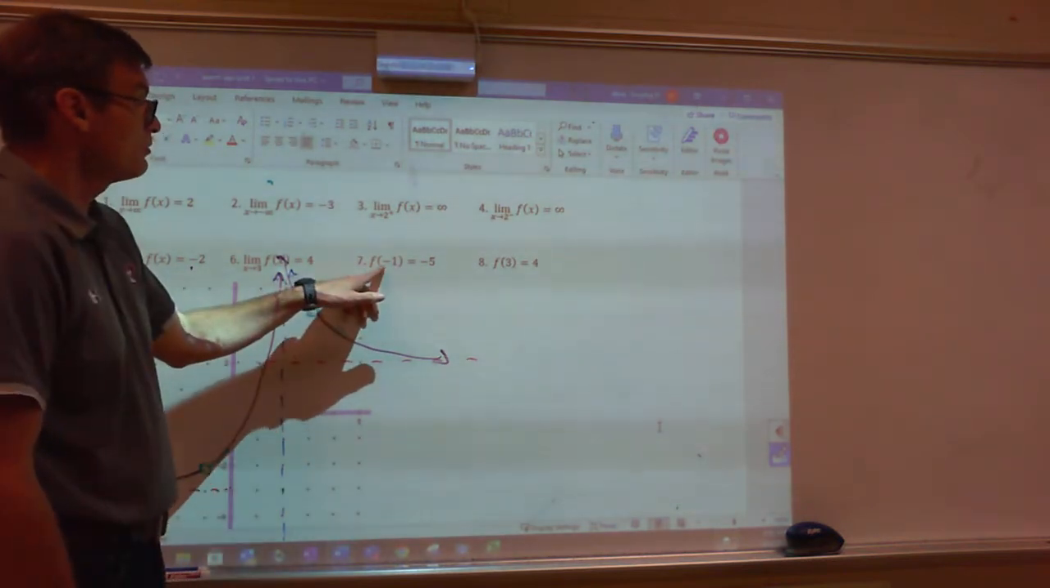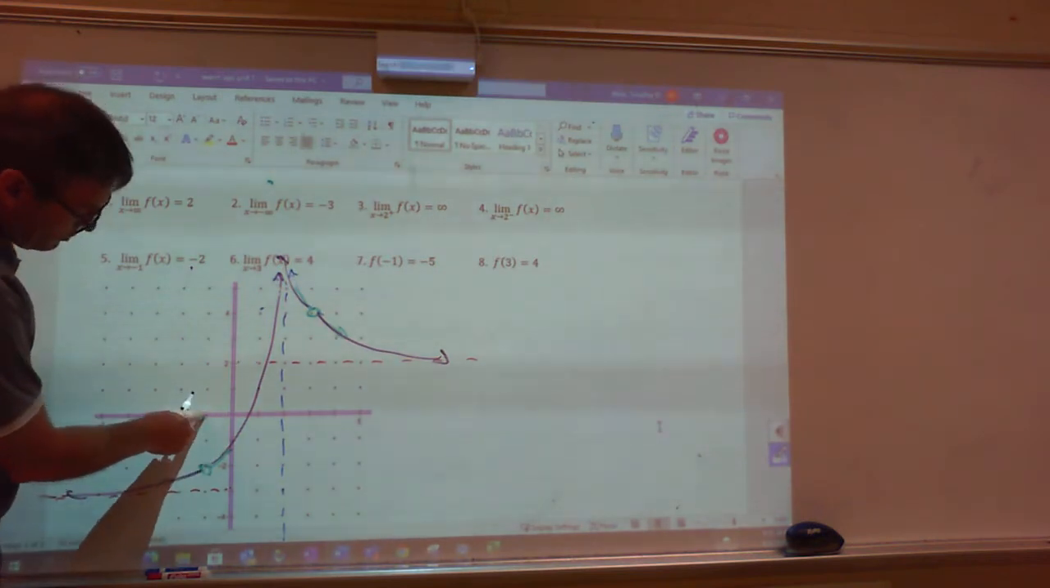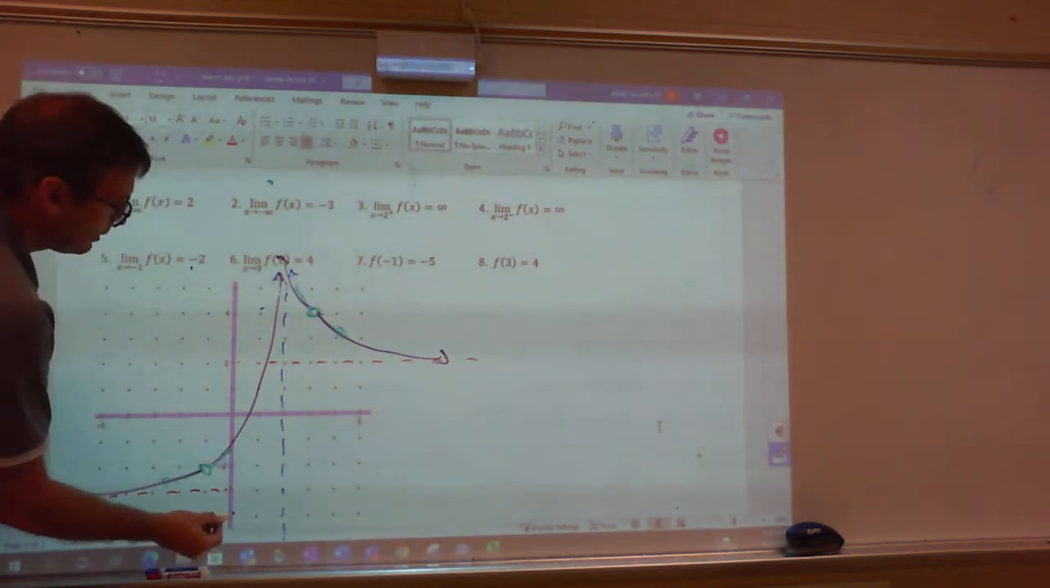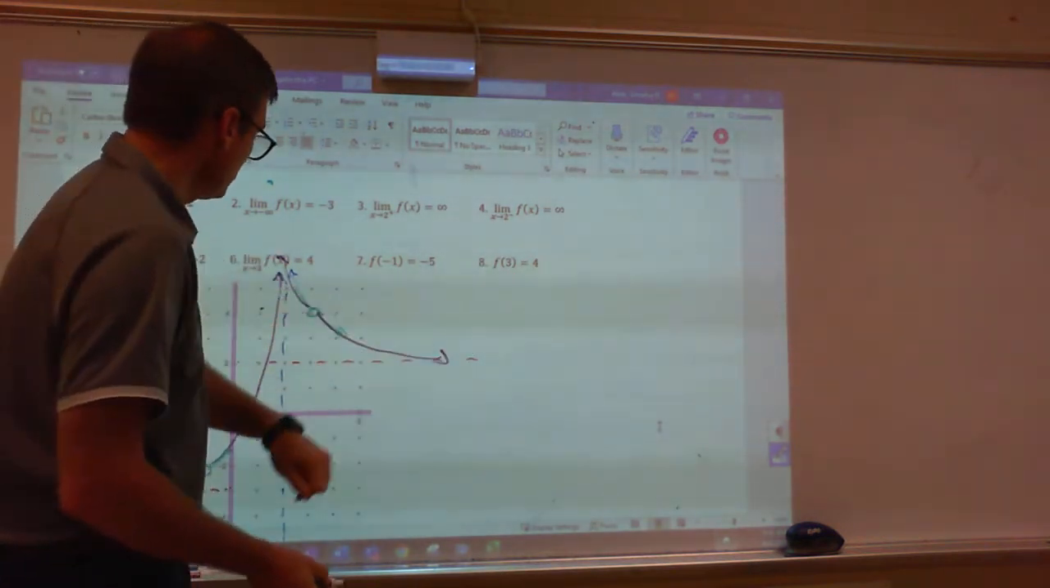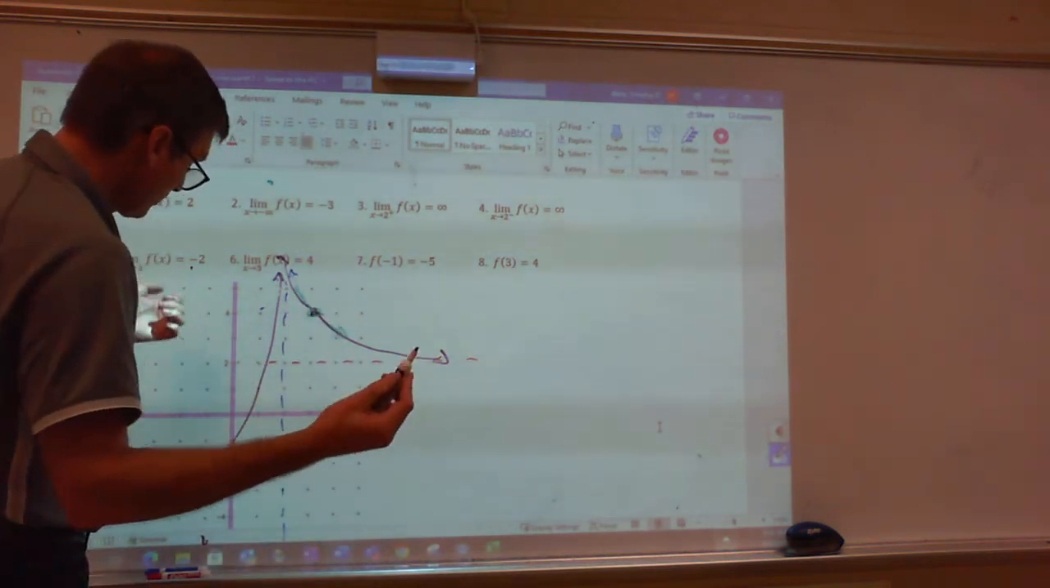It says f of -1 is equal to -5. So at -1, I'm down to -5, which is down here somewhere. I get a dot way down here. This is telling me f of 3 is equal to 4. So at 3, that hole gets filled in. And there's my answer.